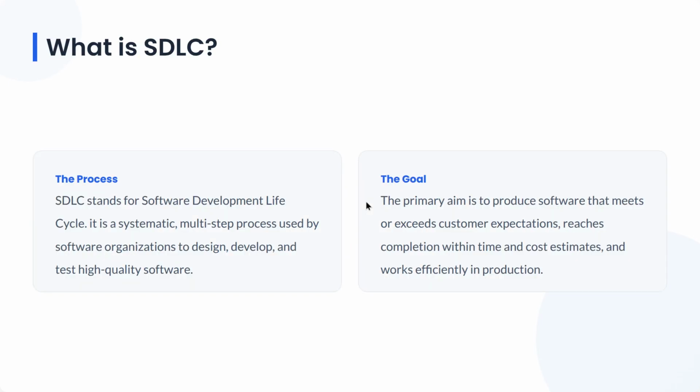So, what is SDLC? As you can see here, it's a systematic process. Think of it as a factory line for high quality software. The process involves multiple defined steps, while the goal is simple: deliver software that users love, on time and within the budget you promised your stakeholders.